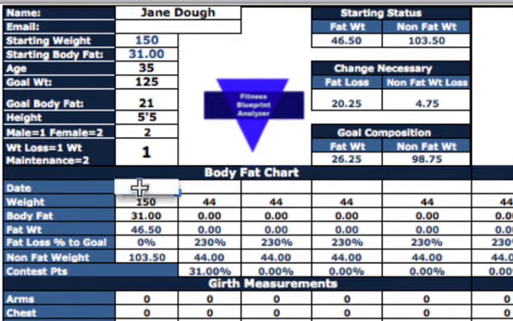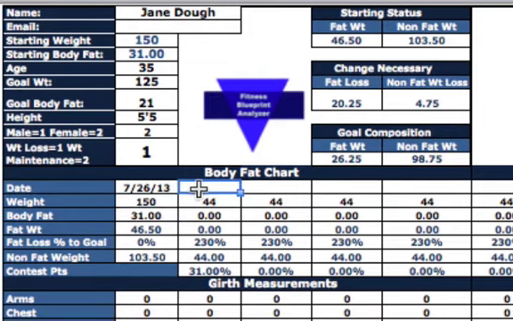So let's give her a date. Now there are some new things. We have the weight, we have the body fat, we have the fat weight in pounds, and now we have percentage fat loss to goal. That will essentially let you know how close you are to your ultimate fat loss goal. So for instance, since Jane Doe is looking to lose 20.25 pounds of fat, obviously she has not made any progress toward that because these are the same numbers as her starting status.